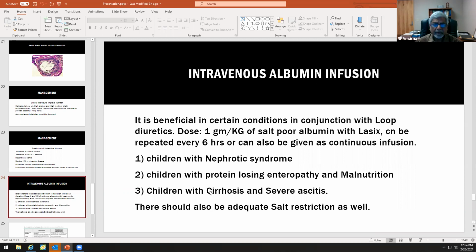Whenever you're working with hypoalbuminemic patients, remember it's low albumin that means low colloid pressure in the intravascular system. The hydrostatic pressure is not altered. So you do want to restrict salt in their intake in all these patients with hypoalbuminemia. So there should always be salt restriction in these patients as well. So that's about our management part of it.